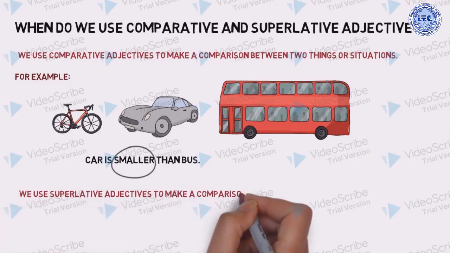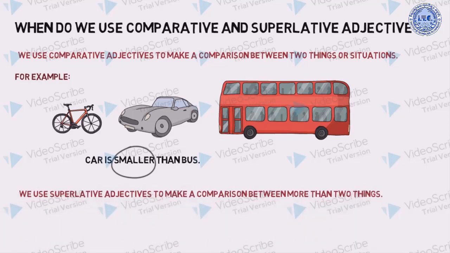We use superlative adjectives to make comparisons between more than two things. For example, bike is the smallest.